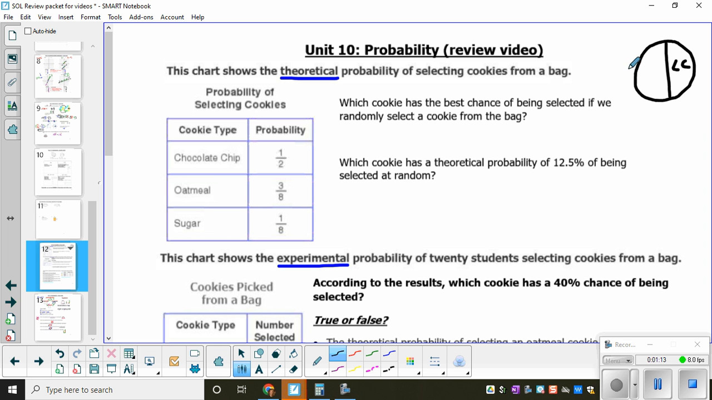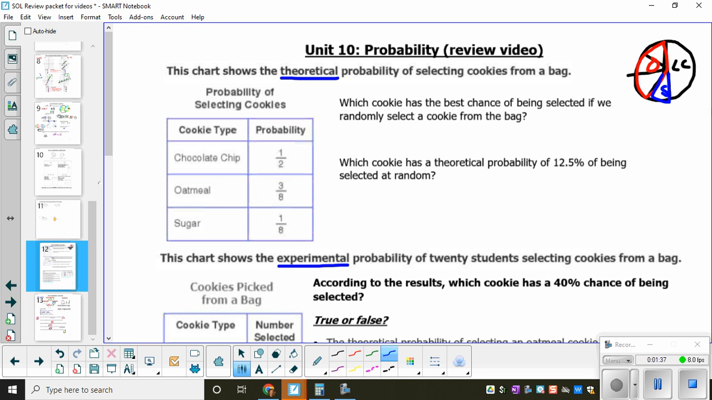We also know that half is 4 of the 8s. So here's 1, 2, 3, and these are my other 1, 2, 3, 4. So 3 of my 8s right here, let me trace it in red. That's oatmeal. I'll put an O for oatmeal. And then 1 of the 8s, just one of my little slices right here, would be the sugar cookie.